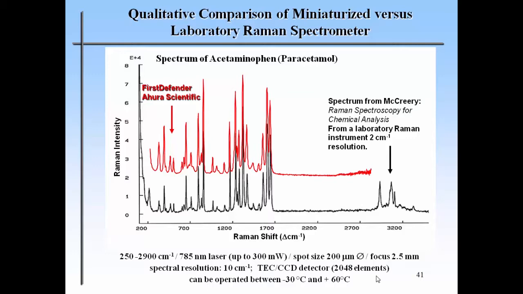This is the black one. The 2 wave number resolution refers to the black spectrum. No, the spectral resolution. Yeah. Yeah, it's very similar. The problem is the 10 wave numbers, the signals are broader than the spectral resolution. So at that point, if you would measure a gas, probably you would see the differences, but not for this material.